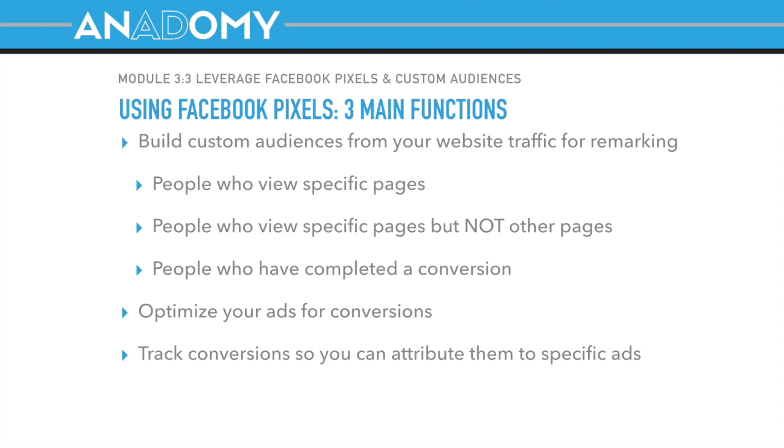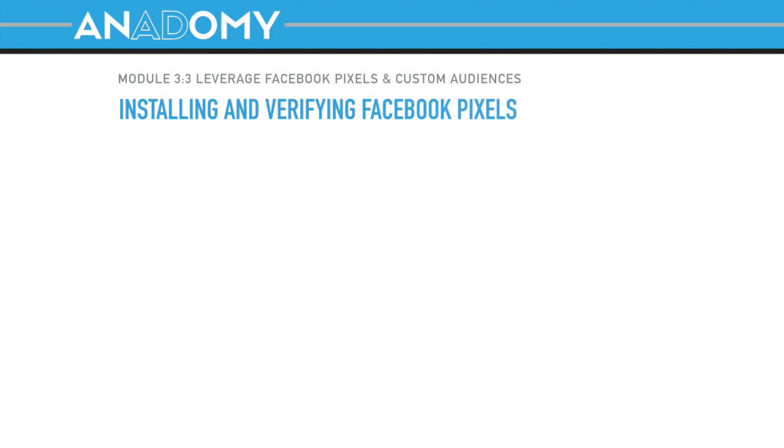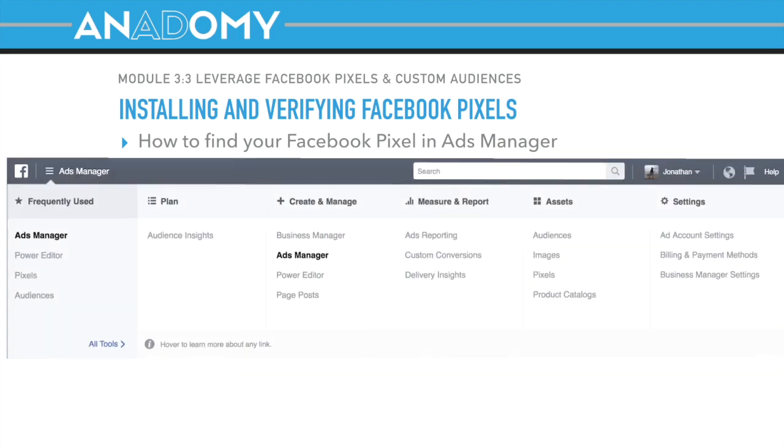Pixels give us the ability to attribute clicks and actions to specific ads and ad sets. So it's really important to know how to do this so that we can get super smart and not waste our money on underperforming ads. So one of the first things you're going to need to know how to do is how to install and verify your Facebook pixel. So first of all, how can you find your pixel in Facebook Ads Manager?